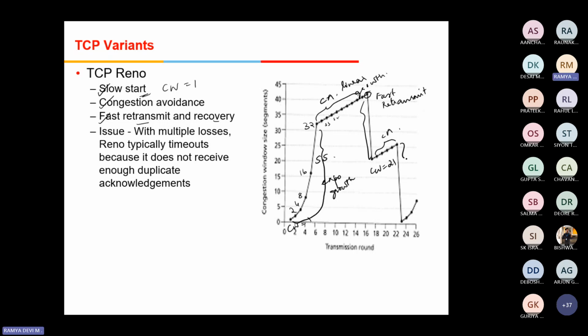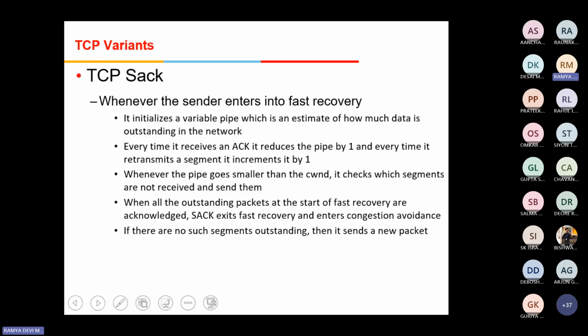In that case, Reno again falls to slow start, say, by setting the congestion window size to 1. Okay, this also happens.